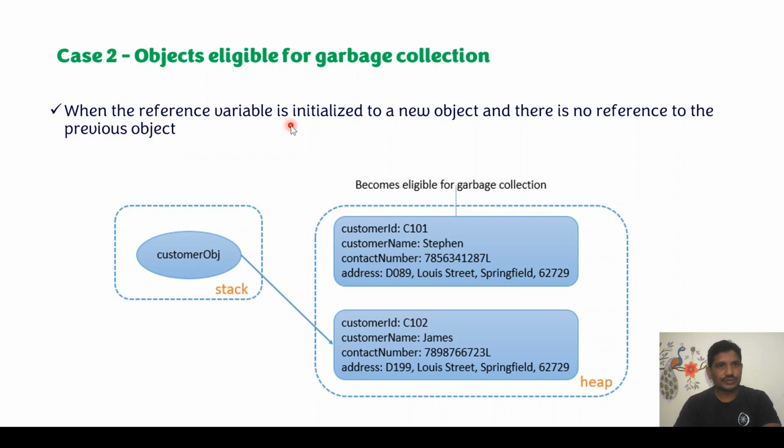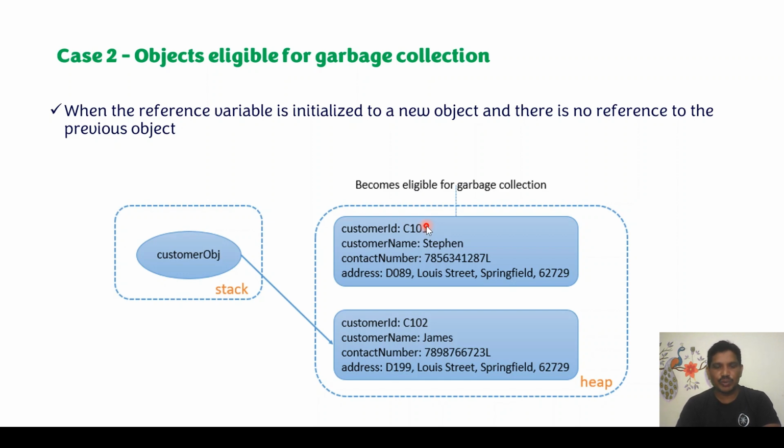Case 2. When a reference variable is initialized to a new object, there is no reference to the previous object. In such cases, the object is also eligible for garbage collection. The reference variable is pointing to this object initially. The same reference variable is then pointing to another object. The previous object, the first object, is eligible for garbage collection.